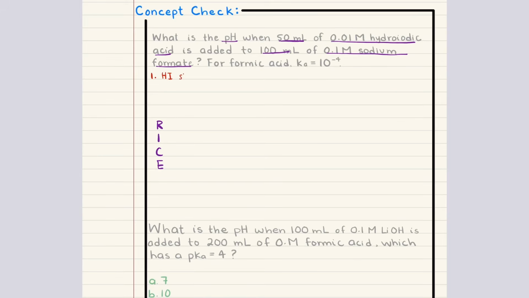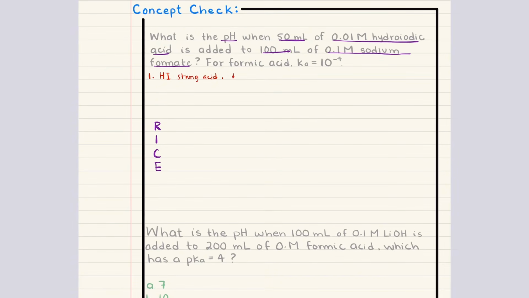Always follow the steps. Step 1, we're going to classify what we have. Hydroiodic acid is a strong acid. In water, it produces hydronium ions, or in other words, we're going to write hydrogen ions in the net ionic equation. Sodium formate is a soluble salt, and its active species is formate, HCOO with a negative 1 charge. This is the conjugate base of the weak acid, formic acid.